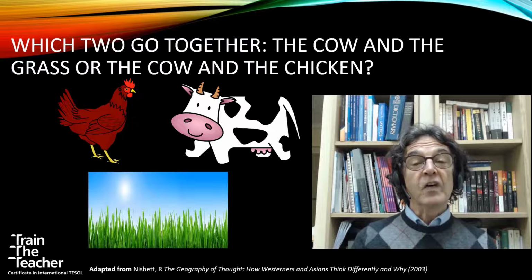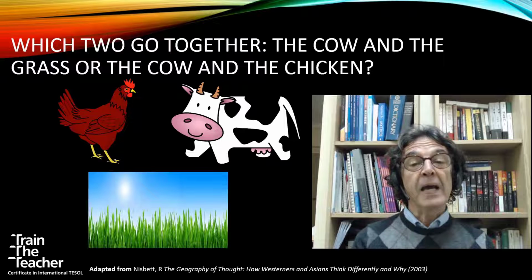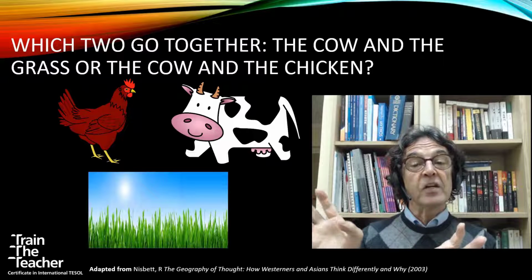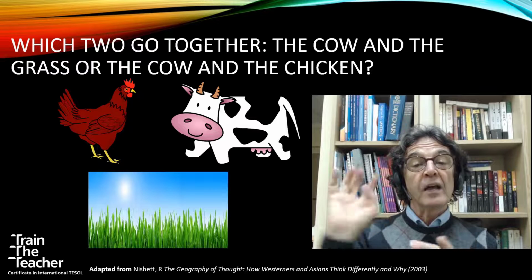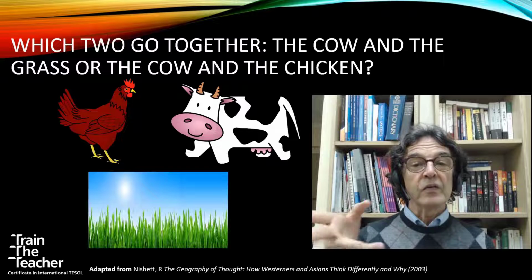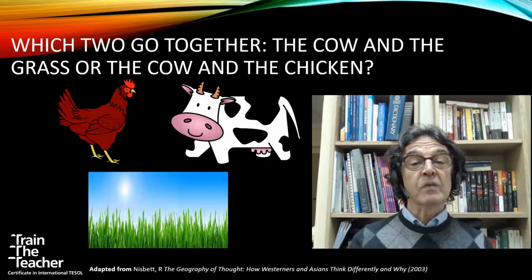Now, let's look at some of the information on the decisions that have been made by people in different cultures. It would appear that if your culture is mainly East Asian, you will tend to choose cow and the grass. And you will say, well, of course, cows eat grass. It's obvious. If you've got a Western or a strongly Western cultural influence, you will say chicken and cow. And you will say, of course, they go together because they are both animals.